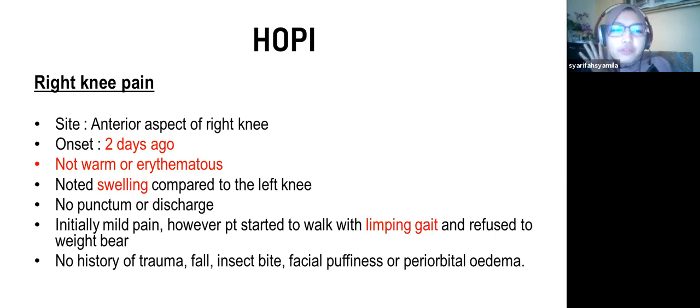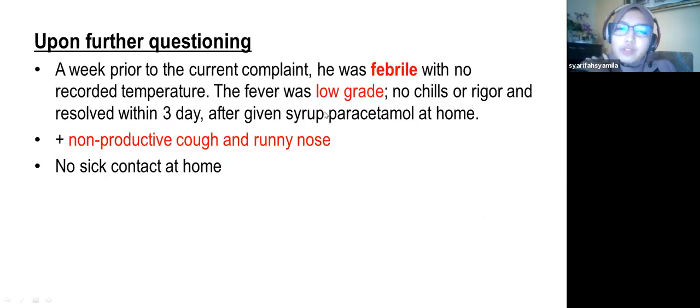So in view of the right knee pain and the rash, the mother became worried, and that is why she presented the child to the emergency department. Aside from that, there is no history of trauma, fall, insect bite, or any facial puffiness.